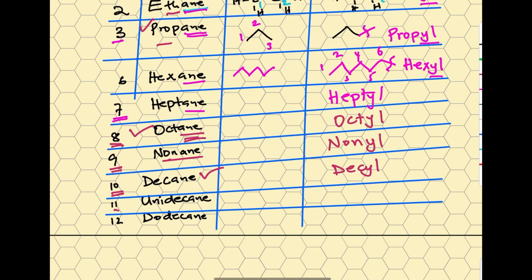11 carbons is unidecane, and that will become unidecyl. 12 carbons, dodecane will become dodecyl.